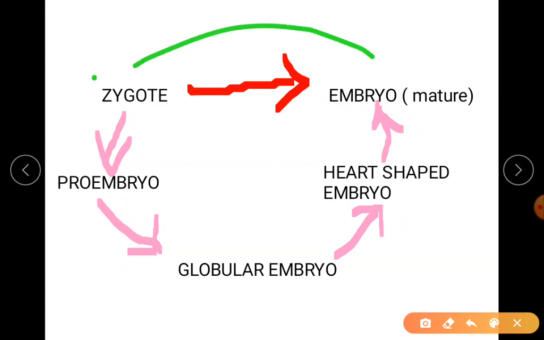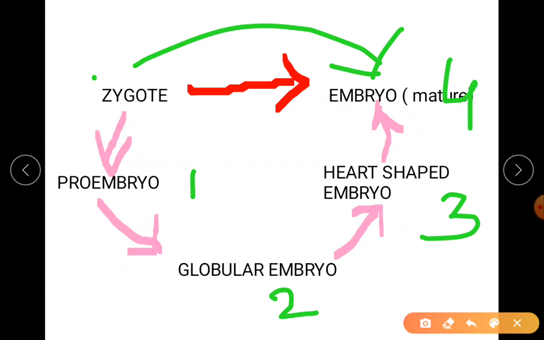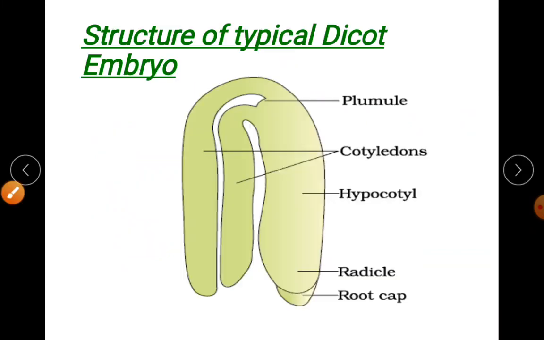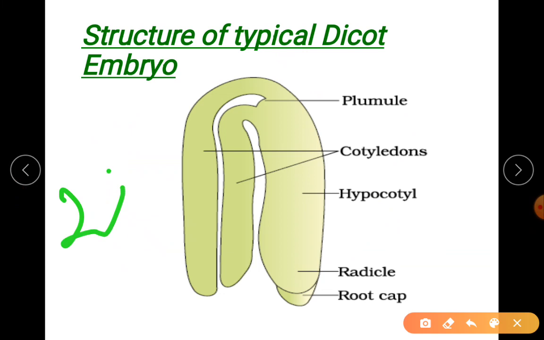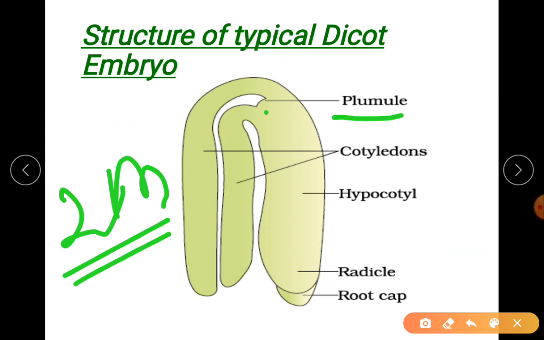How does a zygote develop into an embryo? The steps are proembryo, globular embryo, heart embryo, and finally the mature embryo. Okay, so this is your 2-mark question. Please practice it well. You can find one structure here called the plumule. This you have come across even before in the terms. There is a structure here as well as these.